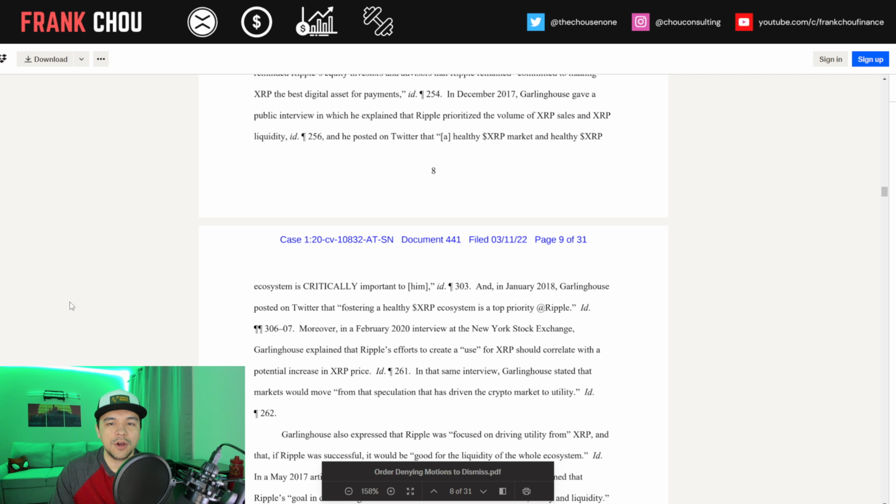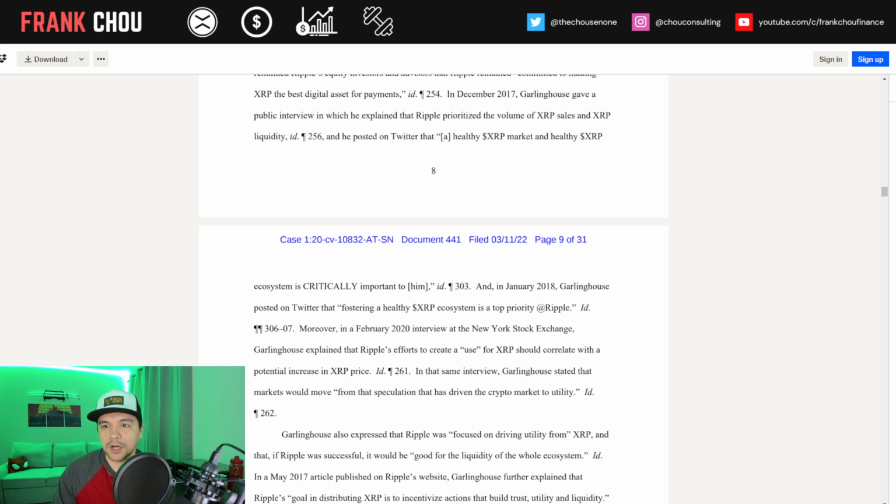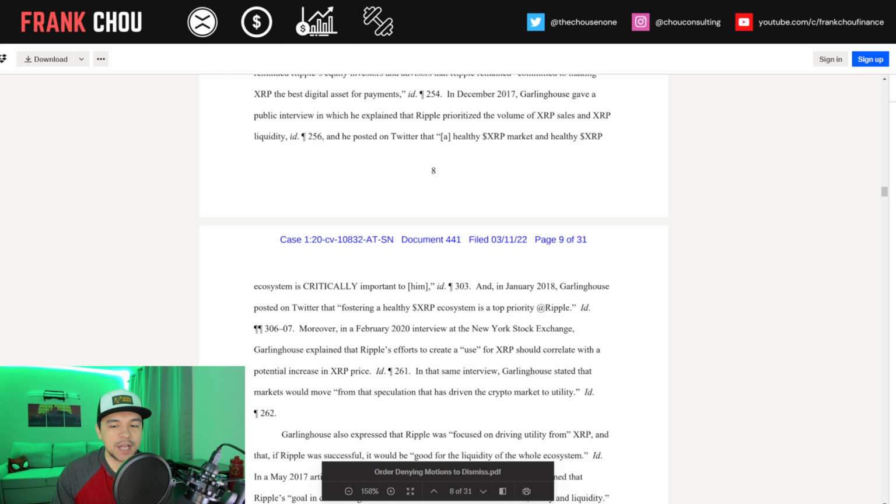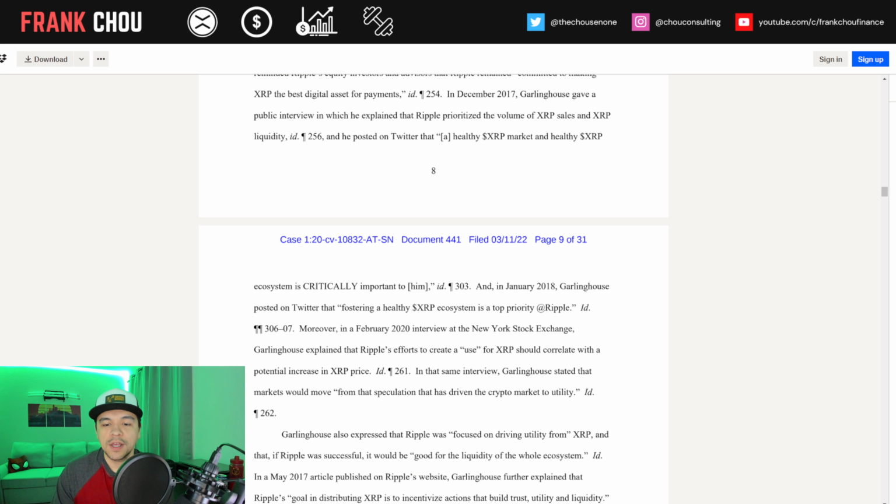In December 2017, Garlinghouse gave a public interview in which he explained that Ripple prioritized the volume of XRP sales and XRP liquidity, and he posted on Twitter that a healthy XRP market and healthy XRP ecosystem is critically important to him. In January 2018, Garlinghouse posted on Twitter that fostering a healthy XRP ecosystem is a top priority at Ripple. Moreover, in a February 2020 interview at the New York Stock Exchange, Garlinghouse explained that Ripple's efforts to create a use for XRP should correlate with a potential increase in XRP price.